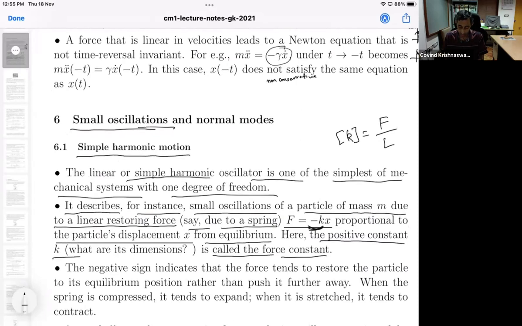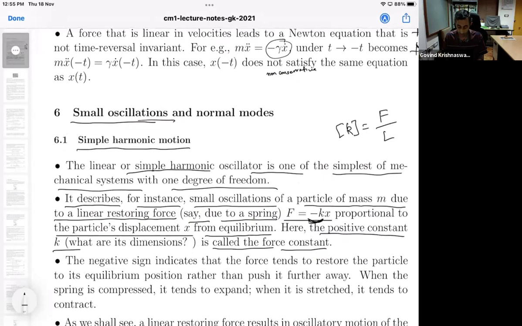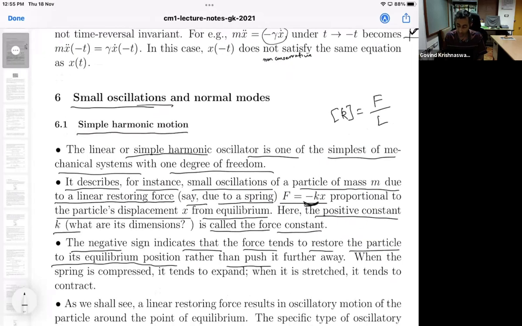Okay, now this negative sign indicates that the force tends to restore the particle to its equilibrium position rather than push it further away. I'm going to draw a picture in a moment, but that is what it means physically: the negative sign means that the force is directed opposite to the displacement. In other words, when the spring is compressed, the force tends to make it expand, and when the spring is stretched, the force tends to make it contract. Okay, so this is what we mean by restoring.